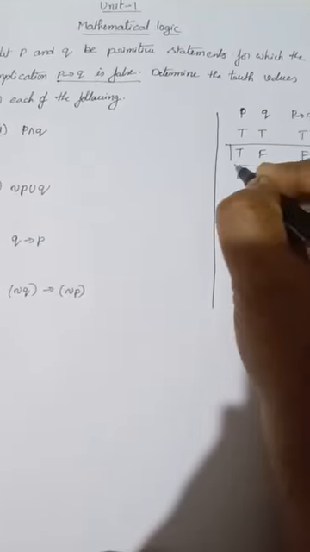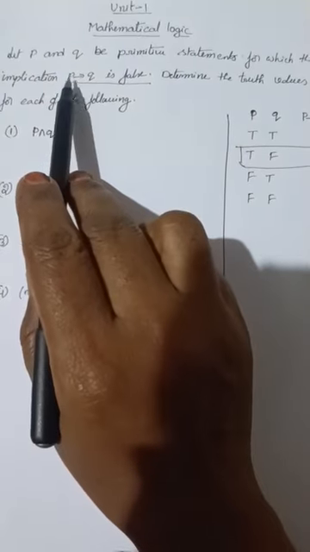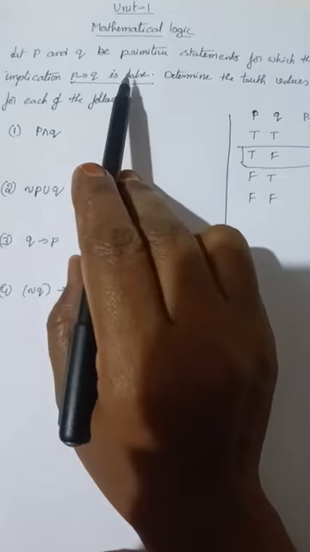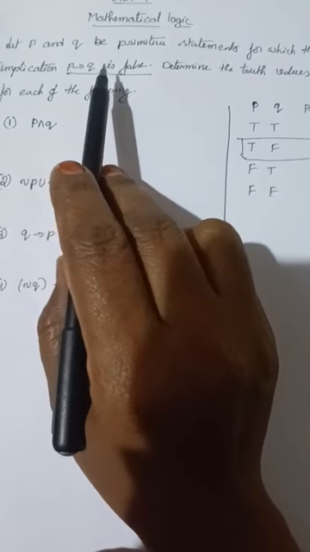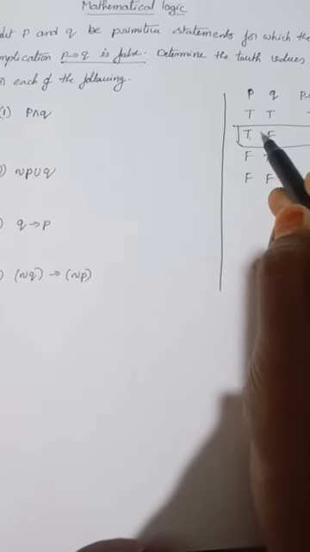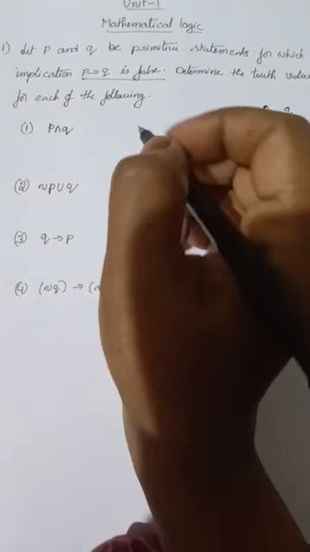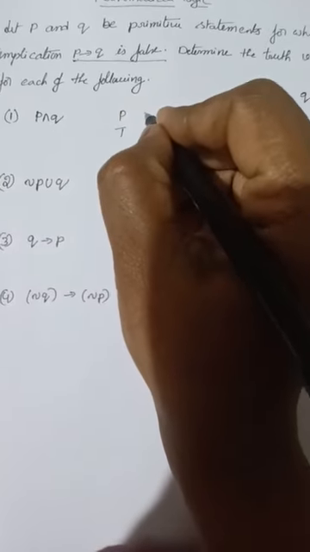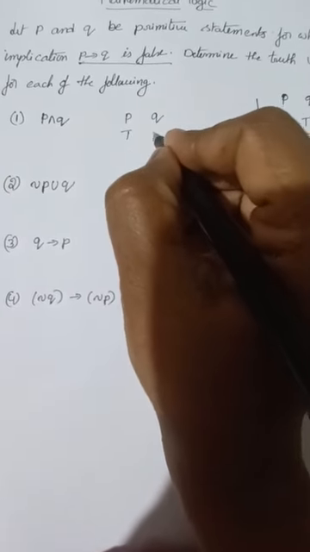TF is false because they mentioned clear. P implies Q is false. Means from this statement you need to find out what is P and what is Q. So it is understood P is T and Q is false, right? So P is equal to true and Q is equal to false.